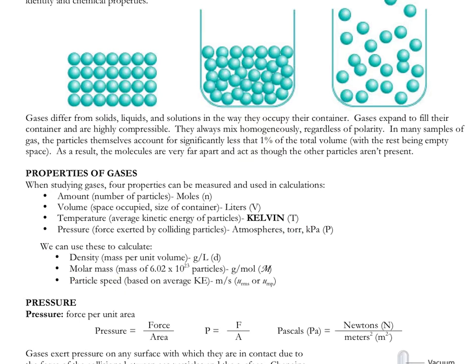We can find density by looking at mass and volume, and these are normally going to be in grams per liter, and the density is going to be very small, especially compared to liquids or solids. And if we know the average kinetic energy, we can use that to find the particle's speed. We've got two different symbols here that we'll talk about in a little bit, but the idea is just knowing how fast most of our particles are going.